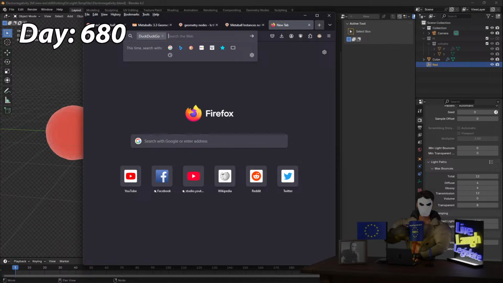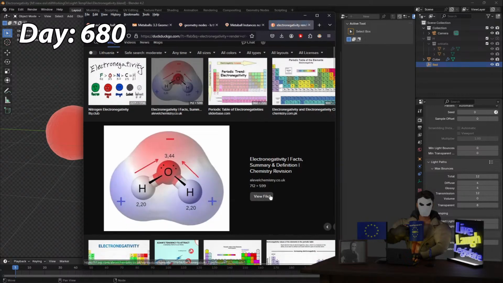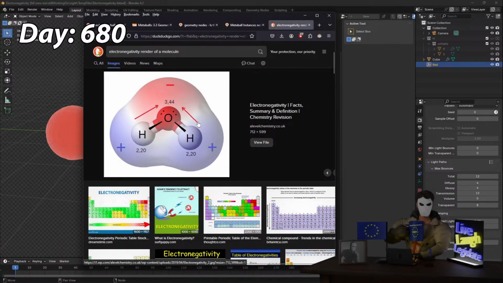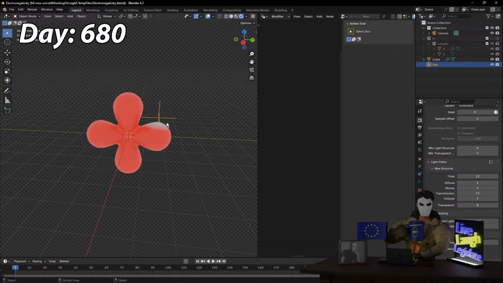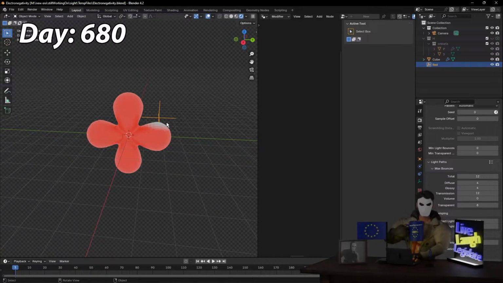what I'm trying to do is an electronegativity render of a molecule. I'm trying to achieve something like this. The only problem being that we will have multiple points of positive. So for example, I could achieve it, I guess. Let me think about it mathematically for a second.